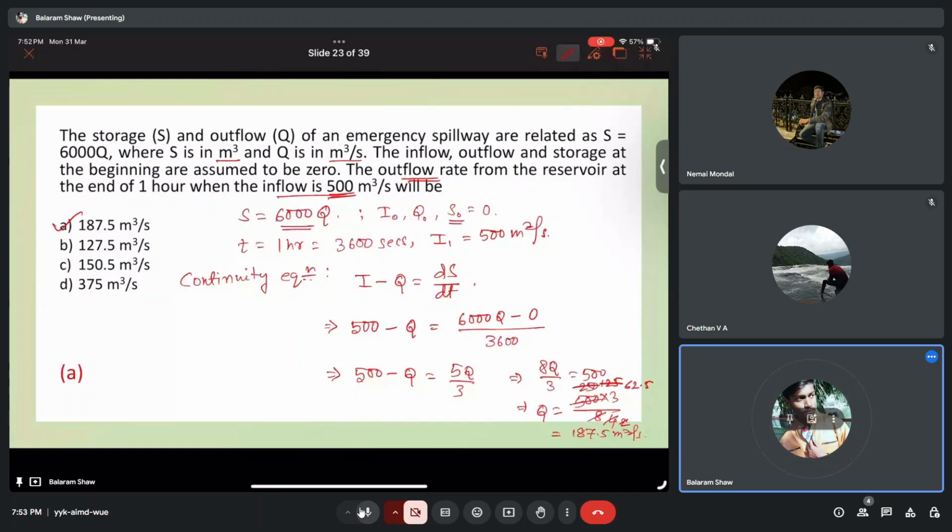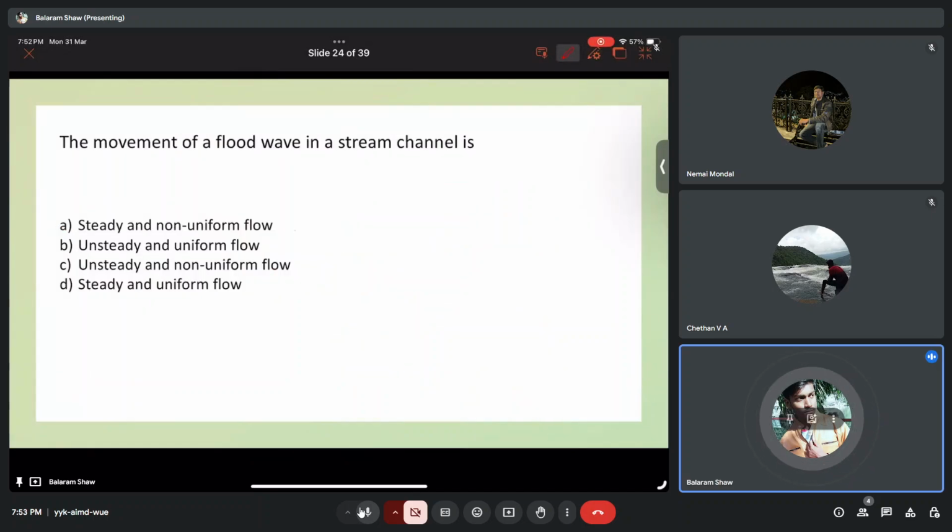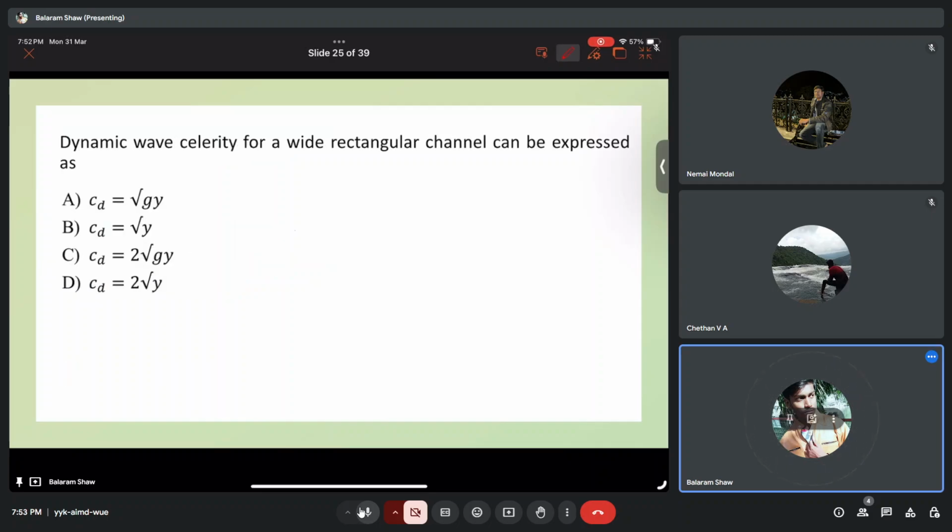Okay, so the next question: the movement of a flood wave in a stream channel is unsteady and non-uniform, as we have seen. The dynamic wave celerity for a wide rectangular channel can be expressed as Cd equals root over gy. So the correct answer will be A, right?